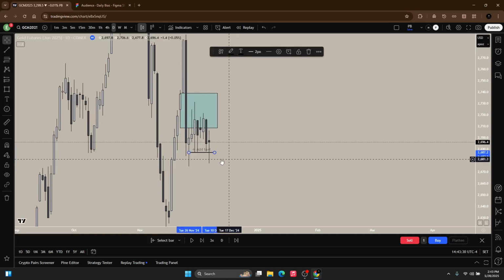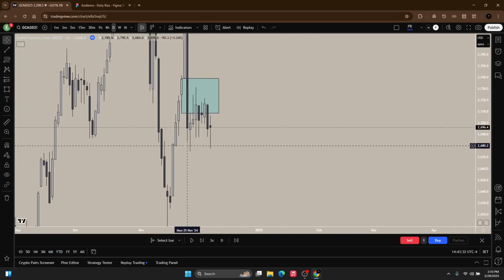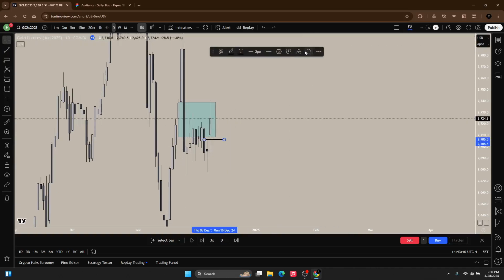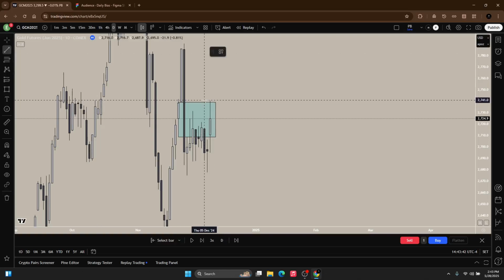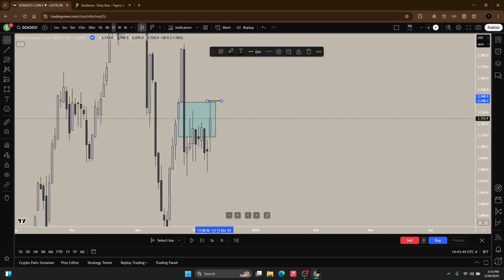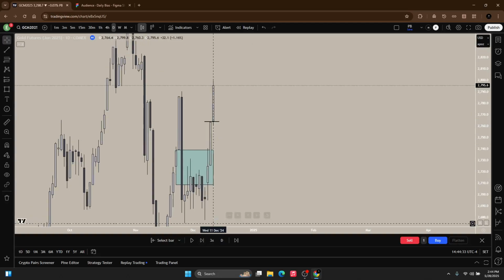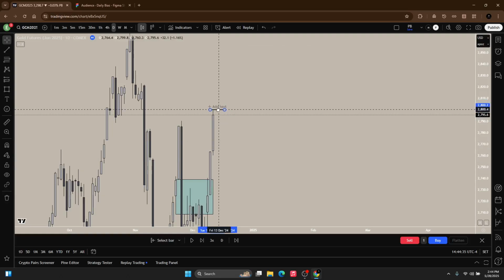What did we do? We took out this daily range of liquidity, and we're still respecting this daily fair value gap. So I can target previous day high, smacks it. Once again, we get a strong close above previous day high, so I can target previous day high once again. There we go. We are getting expansion.